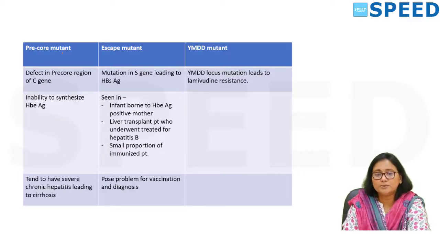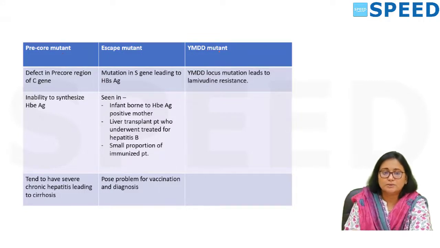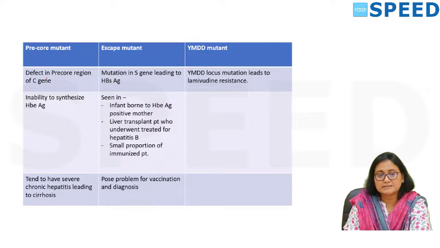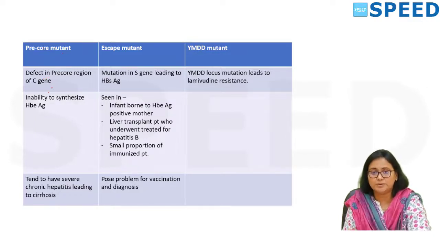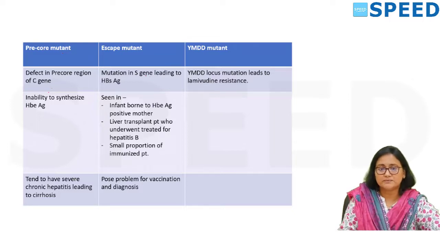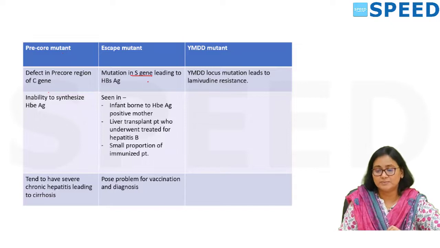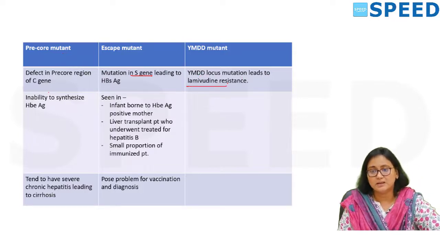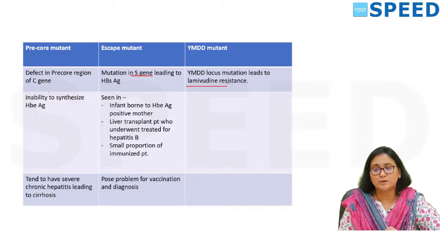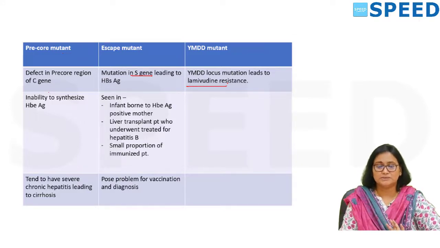What is pre-core mutant, escape mutant and YMDD mutant? So, the pre-core mutant is a defect in the pre-core region of the C gene, okay, that is called pre-core mutant. Escape mutant is when there is a mutation in the S gene affecting hepatitis B surface antigen. YMDD mutant will have a YMDD locus mutation which leads to lamivudine resistance. So, lamivudine resistance you are going to get in YMDD mutant.